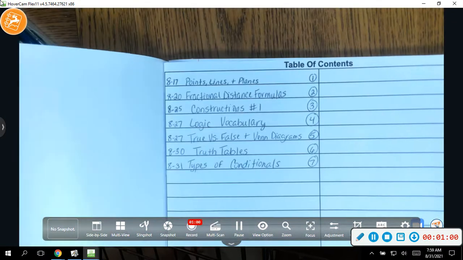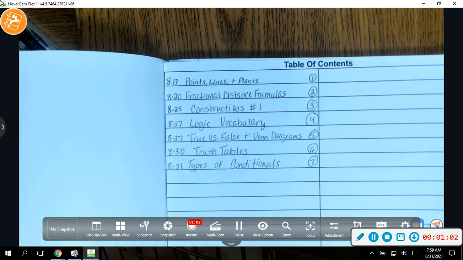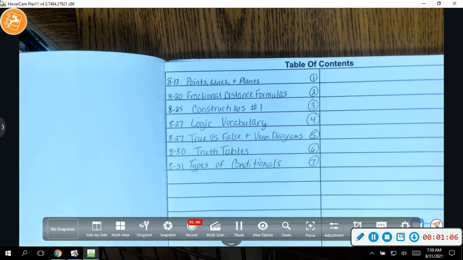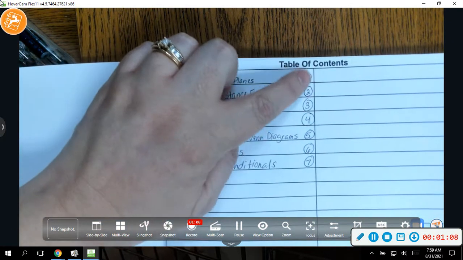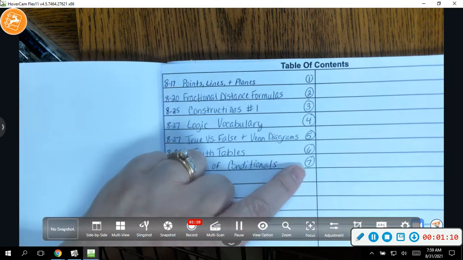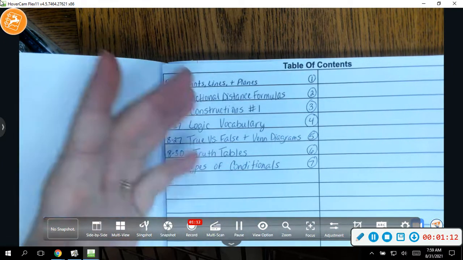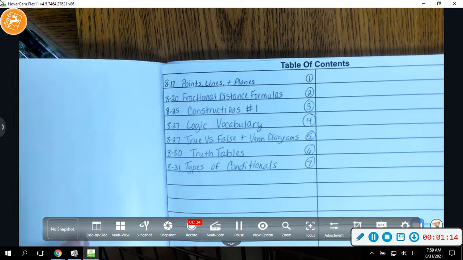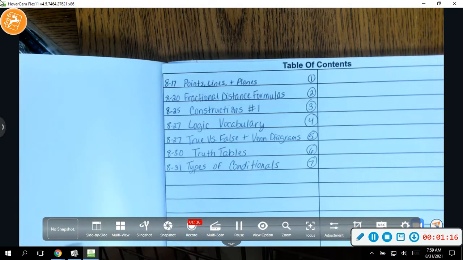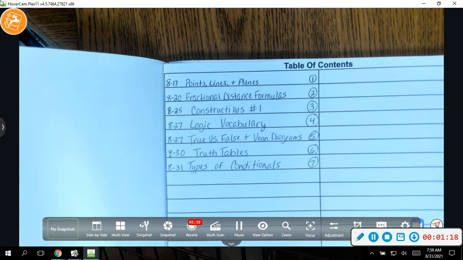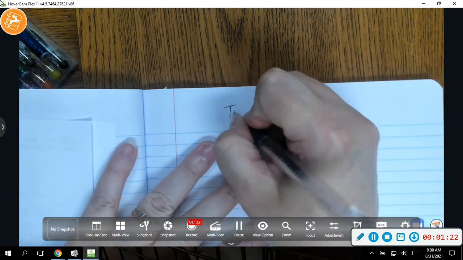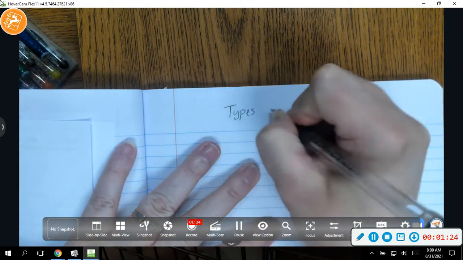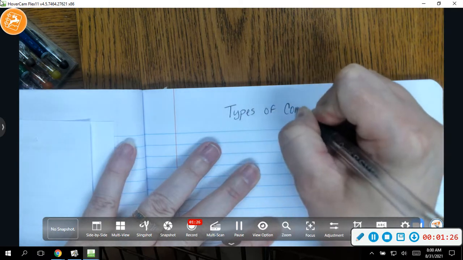Not literally the 7th page, because I know your constructions took more than one page, but your 7th entry. So if you feel better about literally numbering them with page numbers, you can do it different than me. This is for you. I just do it by each entry has its own number, even if an entry took more than one page, but that's up to you. It's up to what you choose for your journal. So Types of Conditionals is the title.